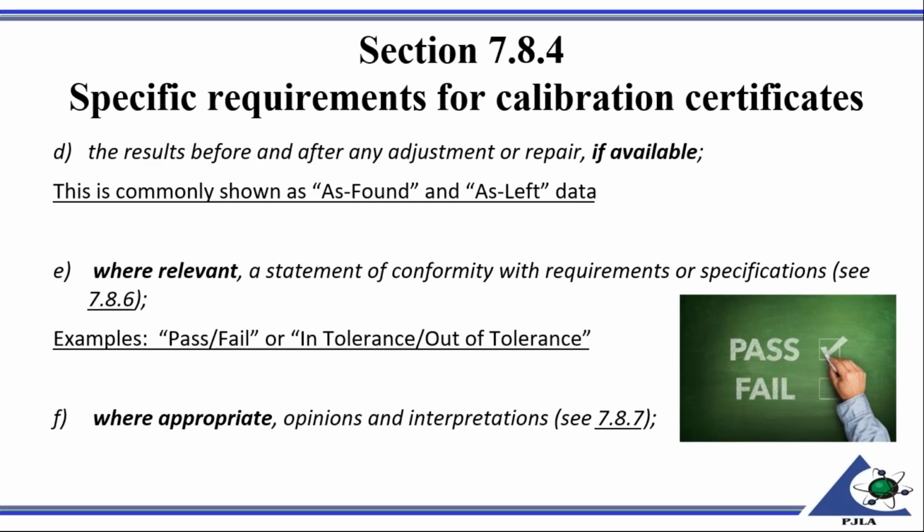Section F, where appropriate, opinions and interpretations. Again, it directs you to 7.8.7 because that is the section that is going to cover more specifics of the requirements therein. And for section E, you do have a where relevant. So if a statement of conformity is not relevant, you have some wiggle room. Keep that in mind. Some clients or customers may just want the raw data. They don't want a statement of conformity. That's perfectly fine. If the customer requests that, it's not relevant, then you don't need to include it. So just keep that in mind.